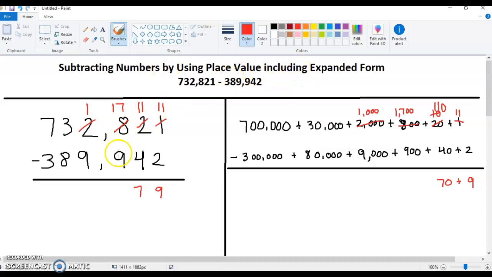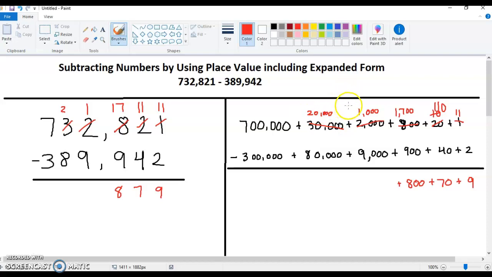You take 17, take away 9, that's going to be 8. And over here, 1,700 minus 900, that's going to give you 8 groups of 100. And then we keep going. And now we're left with the thousands. So we have one group of 1,000, take away 9. I can't subtract 9,000 from 1,000, so I need help. I'll take a group of 10,000, that leaves me with 2 groups of 10,000.